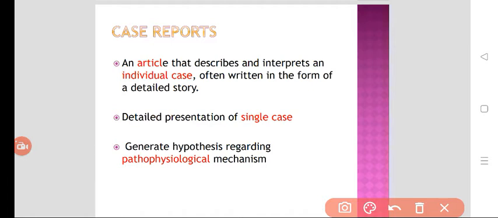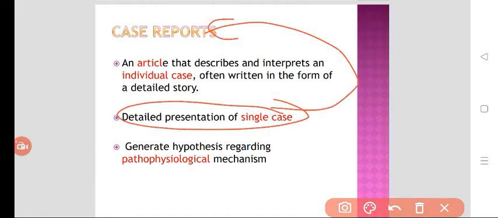You have to concentrate here that it's an article that describes and interprets an individual case, often written in the form of a detailed story. It's a detailed story of the individual case, not a case series. When more than 10 cases are reported together, we call it a case series, right? But when an individual case is explained, often in the form of a detailed story, we call it a case report. Detailed presentation of a single case is called a case report.